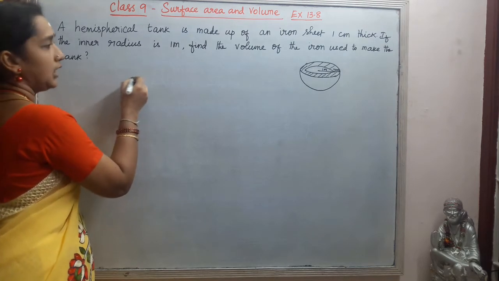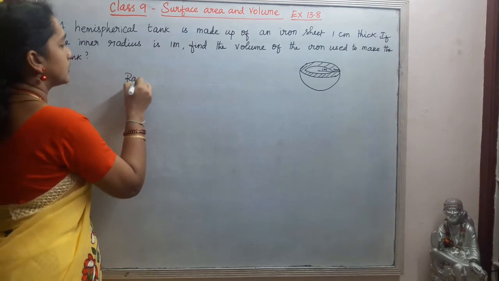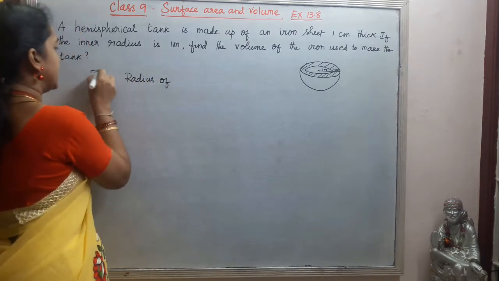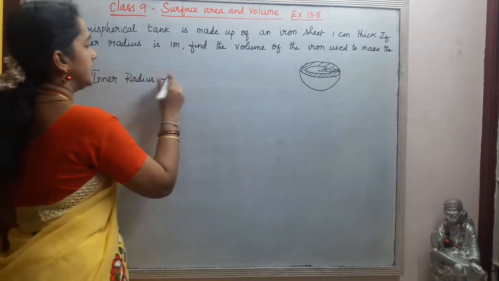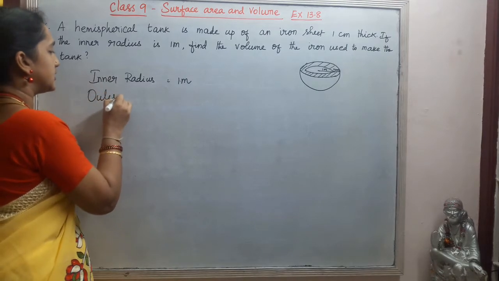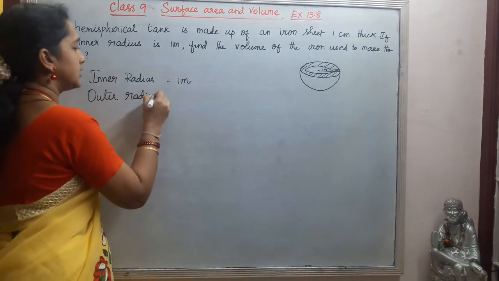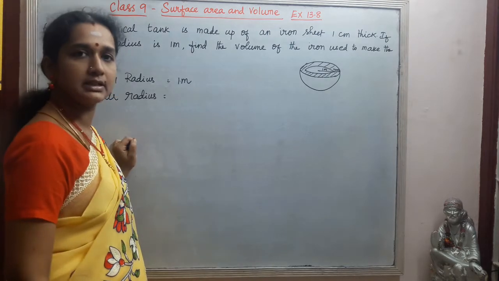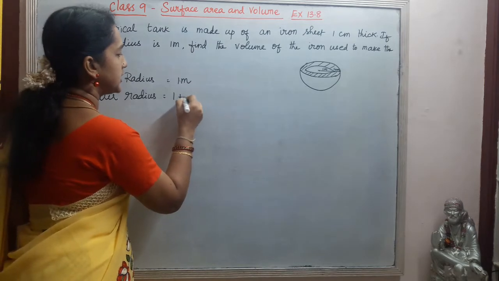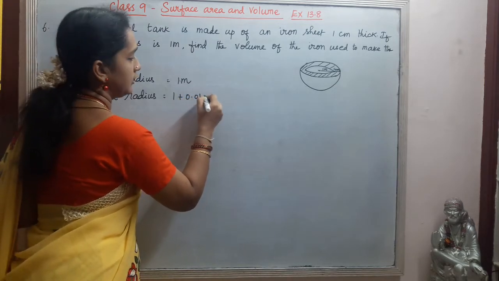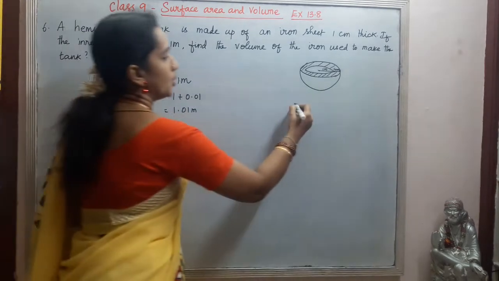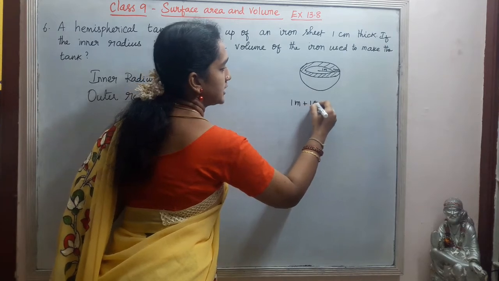So radius of that, we can take it as inner radius. Inner radius is equal to 1 meter and outer radius is equal to 1 plus 1 centimeter, it is given. So 1 plus 0.01 meter. So that is equal to 1.01 meter. It is given 1 meter plus 1 centimeter.